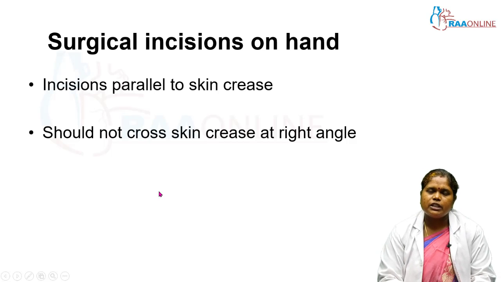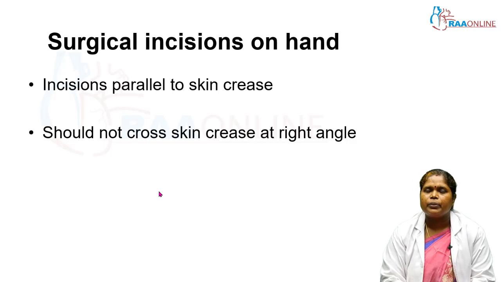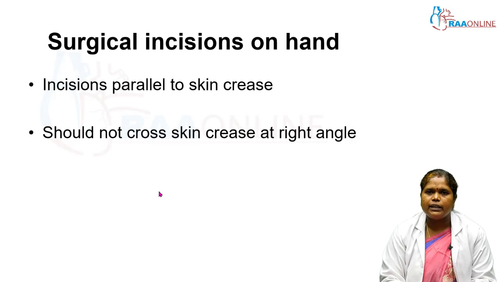Now, we have seen all the spaces. If there is a collection of pus in these spaces, what are we going to do? We have to make an incision and we have to let out the pus. That is the treatment. So, there are some rules for making an incision. These two rules are basic rules that you have to follow for any incision.